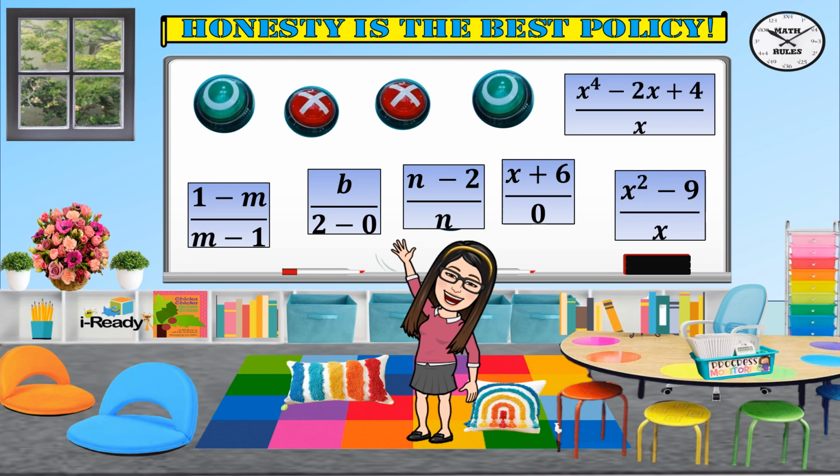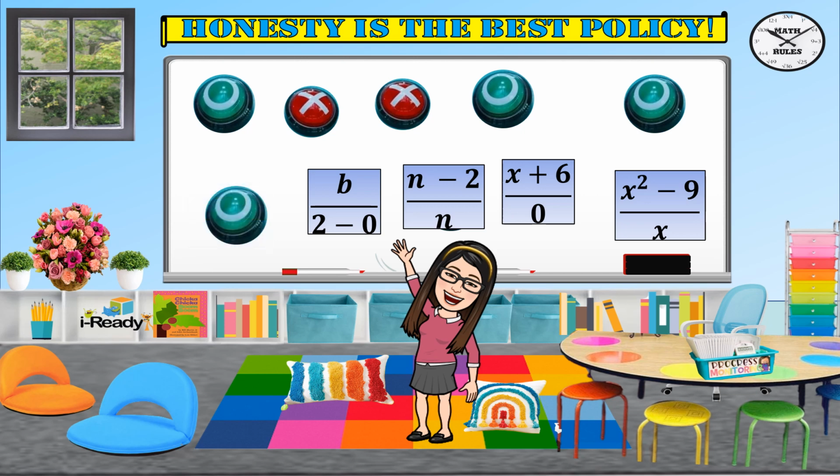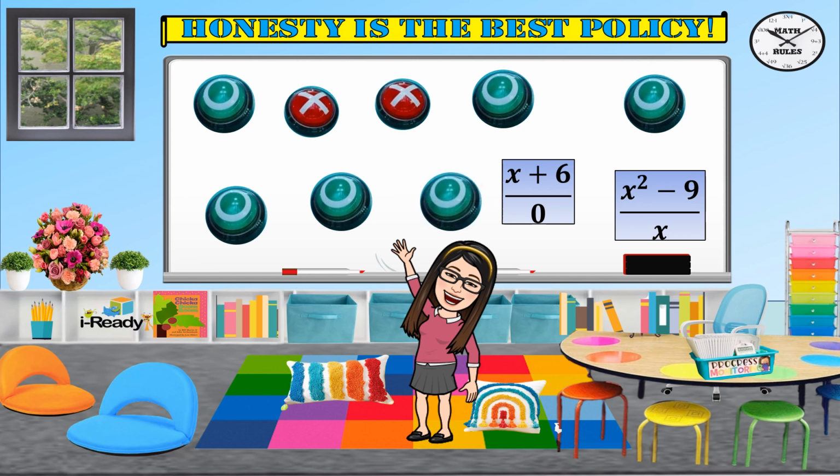How about if we have x to the 4th power minus 2x plus 4 all over x? Rational algebraic expression. How about this one? 1 minus m minus 1? Green light, or rational algebraic expression. B all over 2 minus 0? Green light, rational algebraic expression. N minus 2 all over n? Green light, rational algebraic expression.